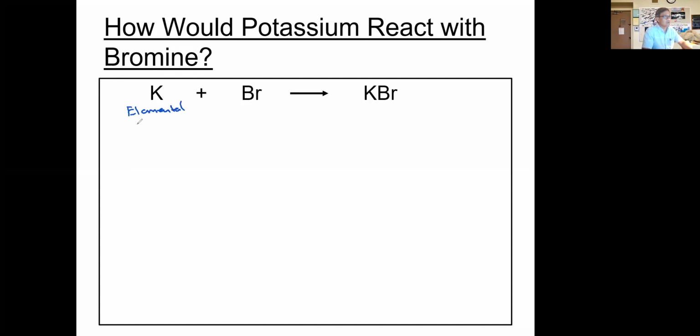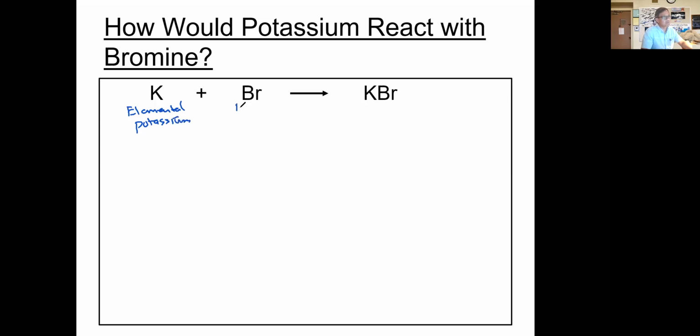Okay. And what we're going to do, potassium. Okay. And we have your elemental bromine. We're going to see then that actually this is not quite the formula for elemental bromine. We're going to see this in chapter 8. But for right now, that's what we have. Okay, so we have elemental potassium and elemental bromine.